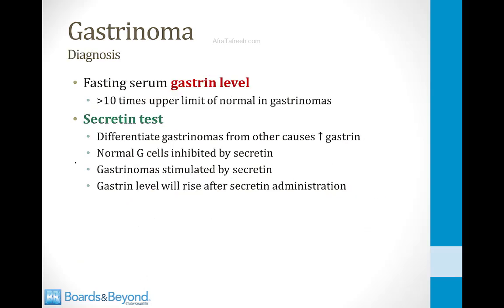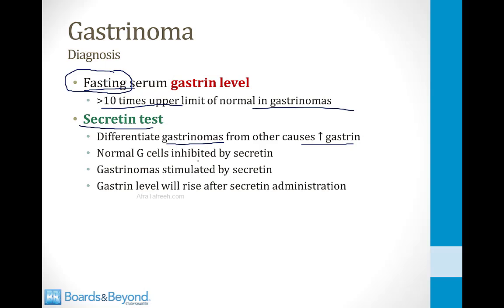You can diagnose a gastrinoma by measuring a fasting serum gastrin level. It's important that the patient is fasting because food stimulates gastrin release. And if a fasting serum gastrin level is greater than 10 times the upper limit of normal, that suggests a diagnosis of a gastrinoma. Another important test that you should be aware of, especially for Step 1, is the secretin test. Secretin is another hormone that I'll talk about later in this module, and you can use this hormone to differentiate gastrinomas from other causes of high gastrin levels.